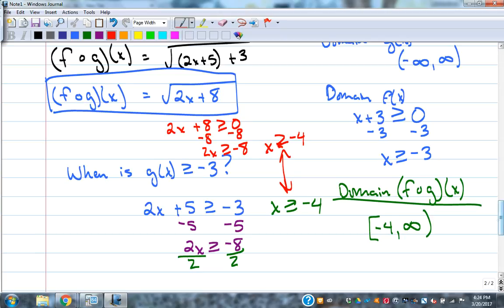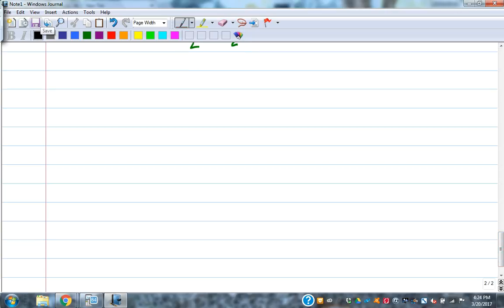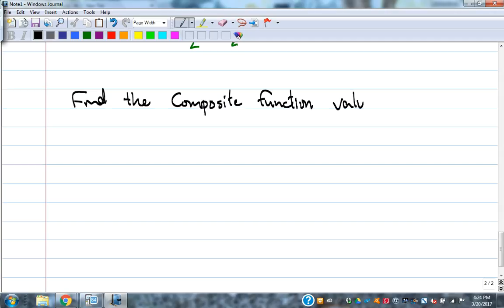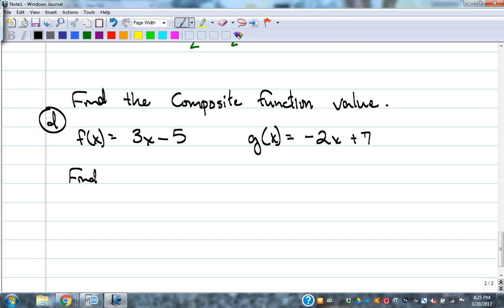Let's do a quick function composition with numbers. One thing that you've got to be able to do here is find the composite function value. So let's say we had f of x, something simple like 3x minus 5, and g of x is something like -2x plus 7. And they want us to find f composed with g of 4.